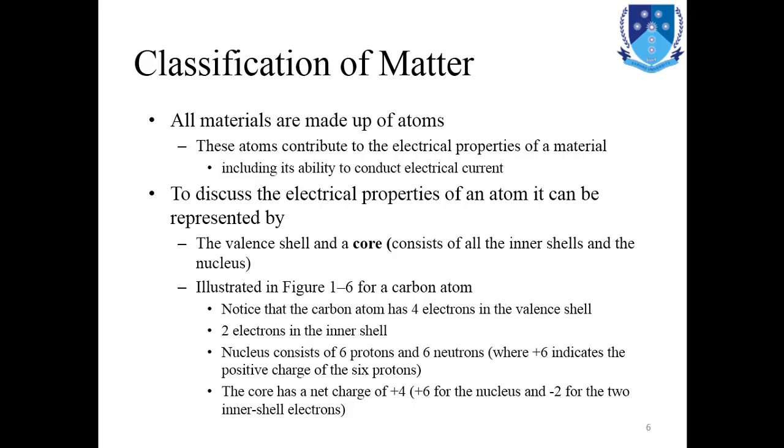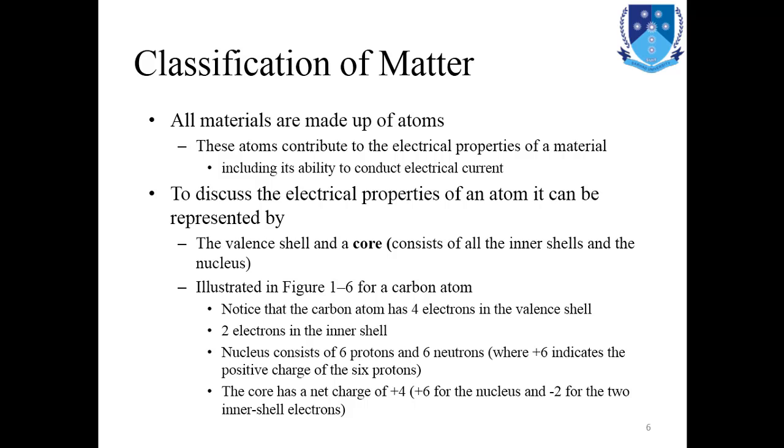Notice that the carbon atom has 4 electrons in the valence shell. As we know, the carbon atom has atomic number of 6, so in its first shell there will be 2 electrons, while in its valence shell, or the second shell, there will be 4 electrons. 2 electrons are in the inner shell, so the nucleus of the carbon atom will consist of 6 protons and 6 neutrons.